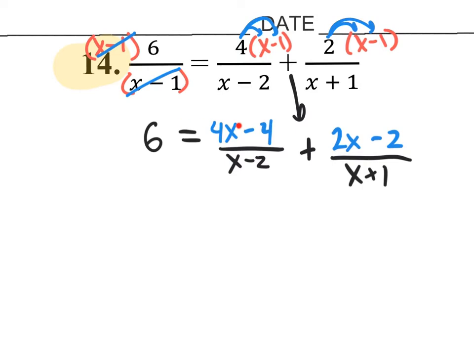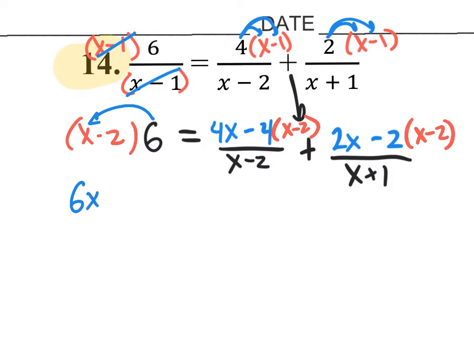I'm going to multiply everything by x minus 2. So I'm going to multiply this by x minus 2, this by x minus 2, and this by x minus 2. So the first one's pretty easy. 6 times x, that's 6x. 6 times negative 2 is negative 12.